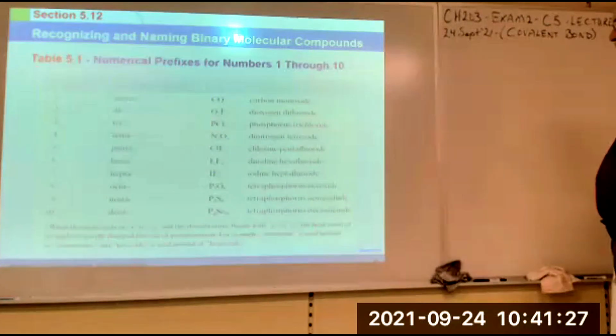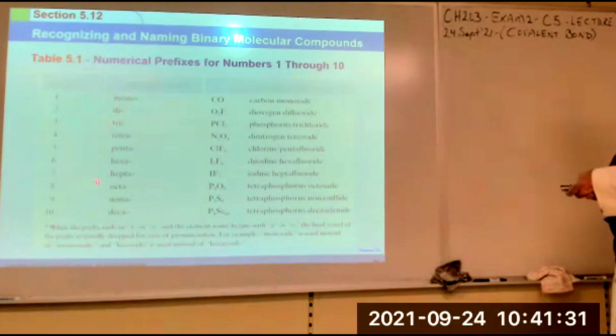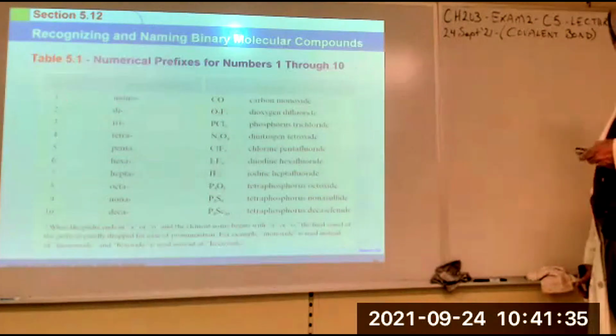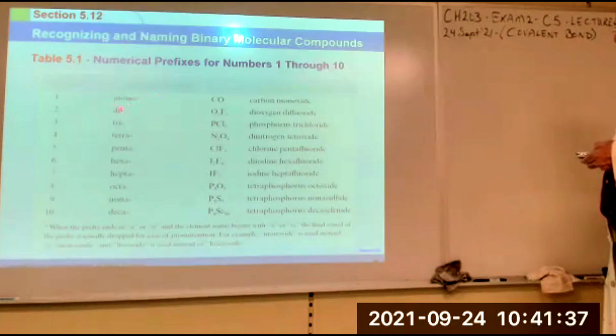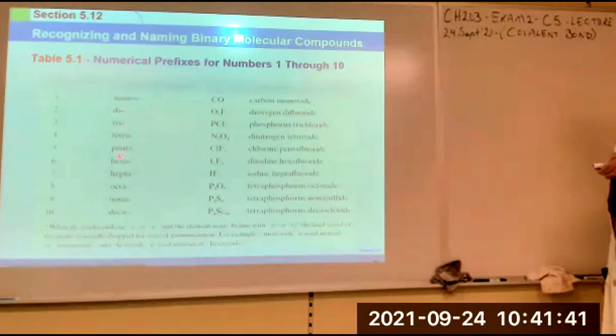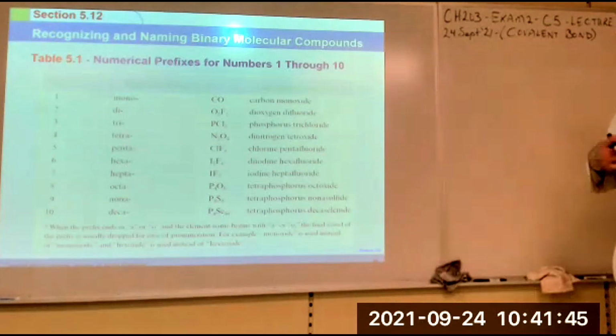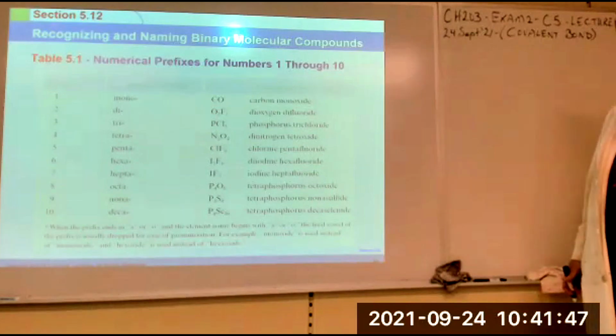So these are your prefixes. If I didn't talk about those before, you just have to memorize those. They're derived from the Greek: mono, di, tri, tetra, penta, hexa, hepta, octa, nona, deca. Those are the only ones we're going to learn in this class, just up through 10.